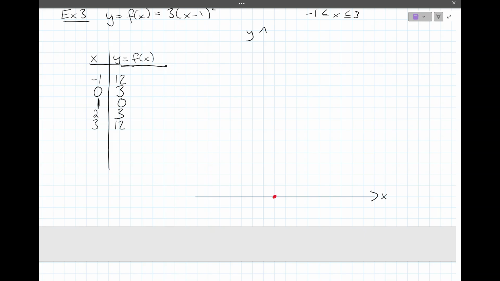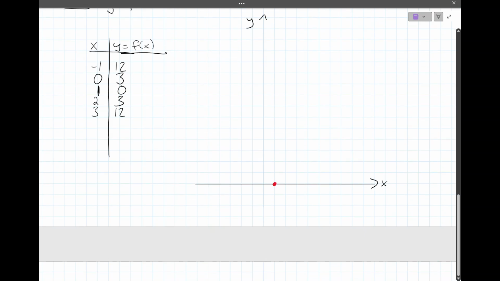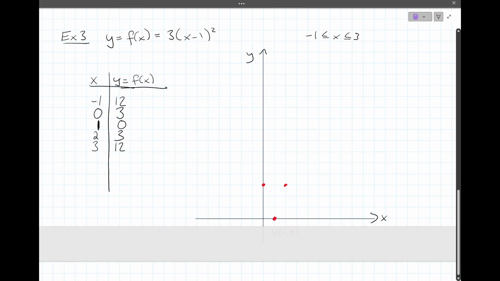So our vertex now is at 1 and 0, right? So here's the vertex at 1 and 0. Axis of symmetry is on x equals 1 as well. 2 and 3 is right here. 0 and 3 is right there, so that's also our y-intercept. And our next one is at 12 here, so that's 3, 4, 5, 6, 7, 8, 9, 10, 11, 12 right there. Good. Lots of room. And by symmetry, it's going to show up right here.